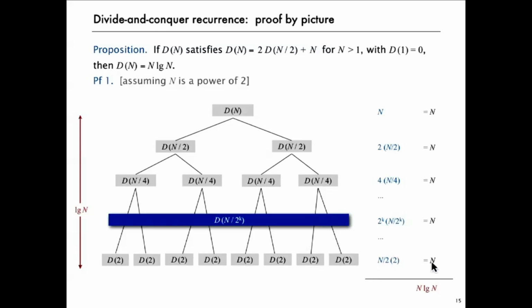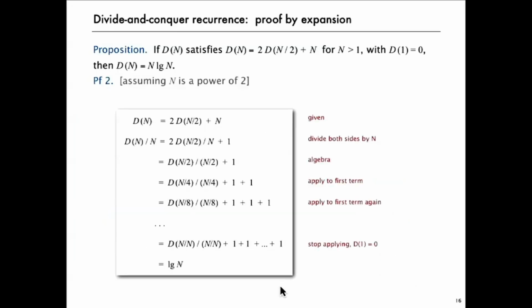we have n. And how many stages do we have here? Well, it's the number of times you divide n by 2 to get down to 2. That's exactly log base 2 of n. So the grand total of all the costs for the merge, which is where the compares are, is log n times n, n log n. That's kind of a graphical proof, or a proof by picture, that that recurrence has that solution.